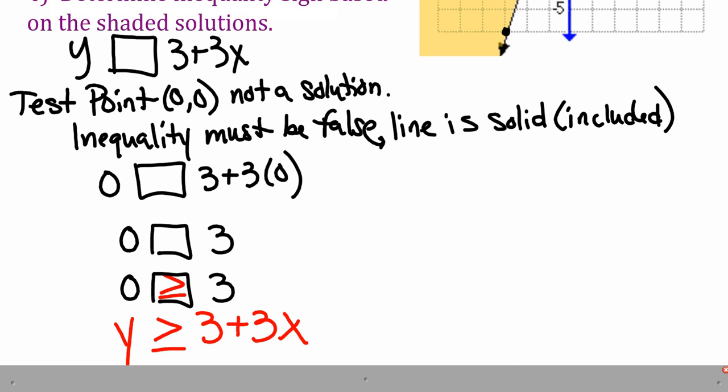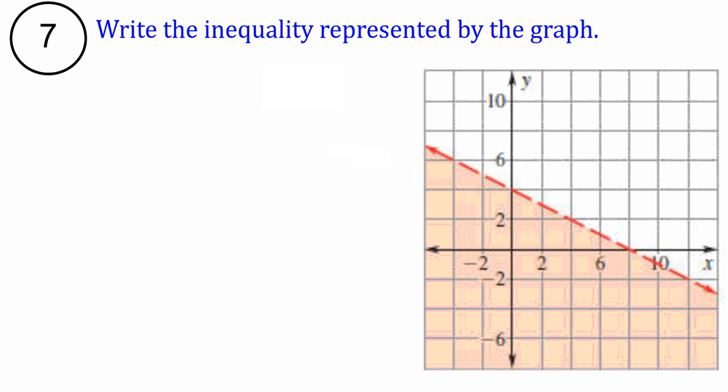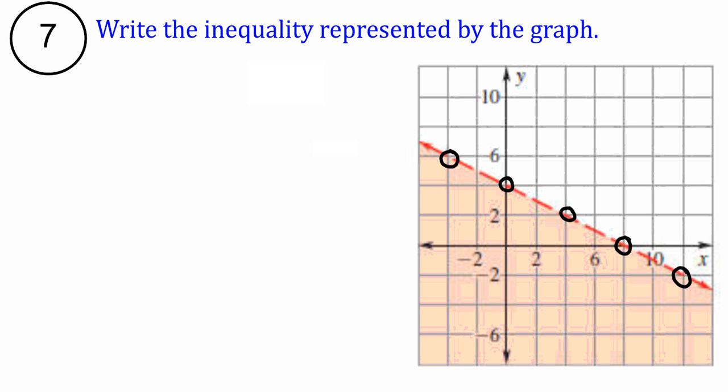Let's try another one. Again, we want to write the inequality represented by the graph. So look at the graph and try to plot grid points that you know the coordinates of on the boundary. So if we plot those points, I'm just going to circle them. Remember we can see the boundary line is dashed, so they're not included. That's why they're open. And we can see that what would have been our y-intercept if it was included is at 0, 4.